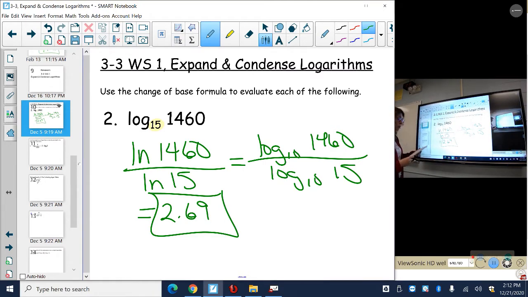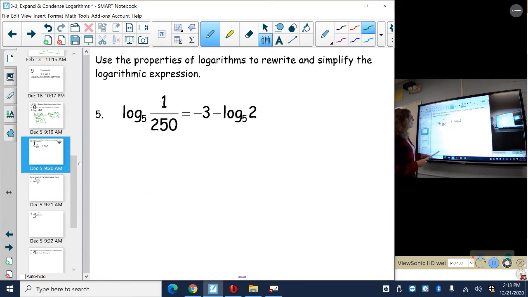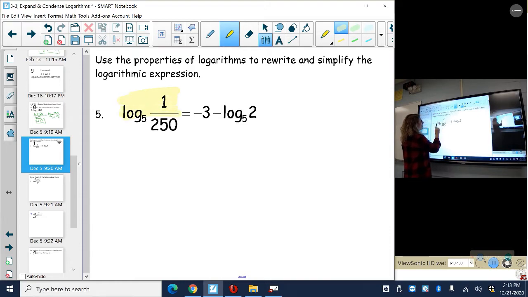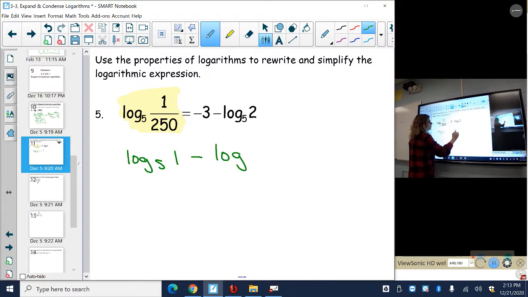That is how you're going to do problems 1 and 2. Problem 3, it says use the properties of the logarithms to rewrite and simplify the logarithmic expression. Okay, listen up. Your goal is to take the left-hand side and make it look like the right-hand side. You do not touch the right-hand side. You are going to focus completely on the left-hand side. Okay, so that means I have log base 5. This is division of 1 minus log base 5 of 250.